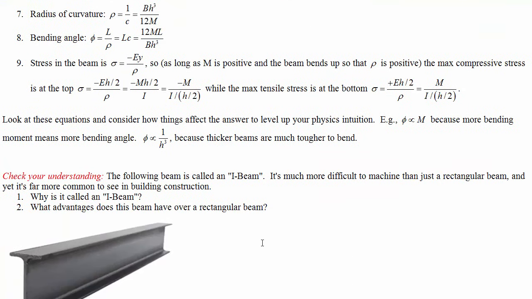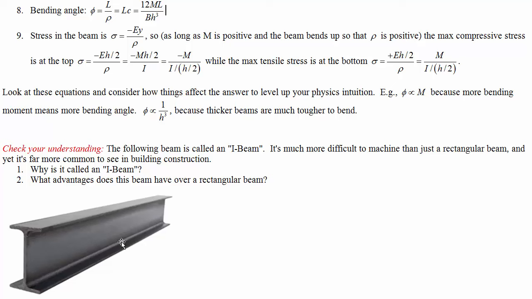Okay, check your understanding. This is an I-beam. It's much more difficult to machine than just a rectangular beam. We've got to carve out these interior sides, maybe use some molding to make this shape. But it's far more common to see this in building construction. First question, why is this called an I-beam? And what advantages does this have over a rectangular beam?